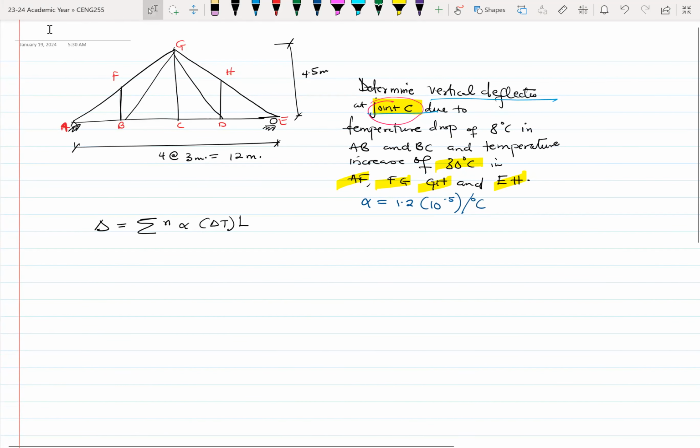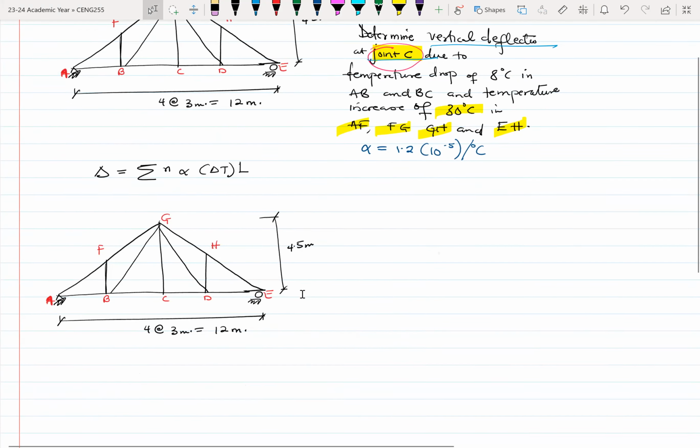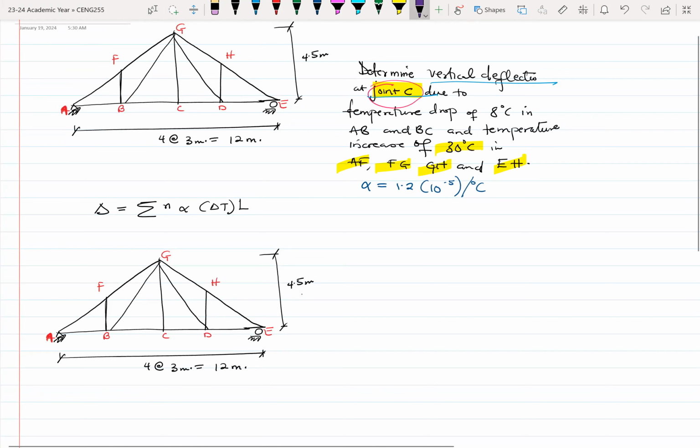So if I'm to redraw what I have in this space, let me just copy and paste. Okay, it's not allowing me to take it off, so that's fine. Okay, great. So let's look at what we need to put in this data. So we want to find the deflection at joint C.